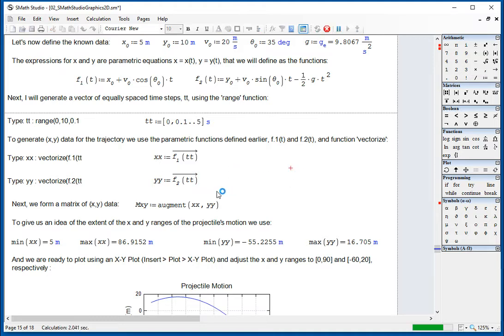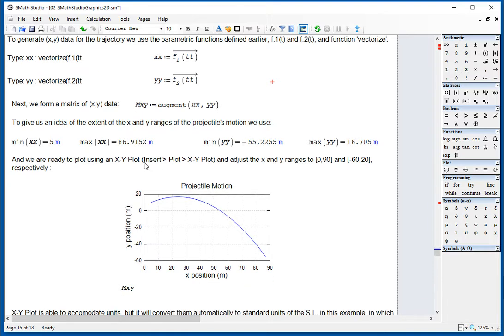And I have these two expressions where I calculate x and t. Now I have calculated the position of x and y, and I can produce a matrix mxy augmenting xx to yy. And in order to produce a graph, I'm going to estimate or calculate the minimum and maximum values of x, and the minimum and maximum values of y, which allow me to produce an xy plot graph with x values between 0 and 90 and y values between -60 and 20 to enclose all these minimum and maximum values.